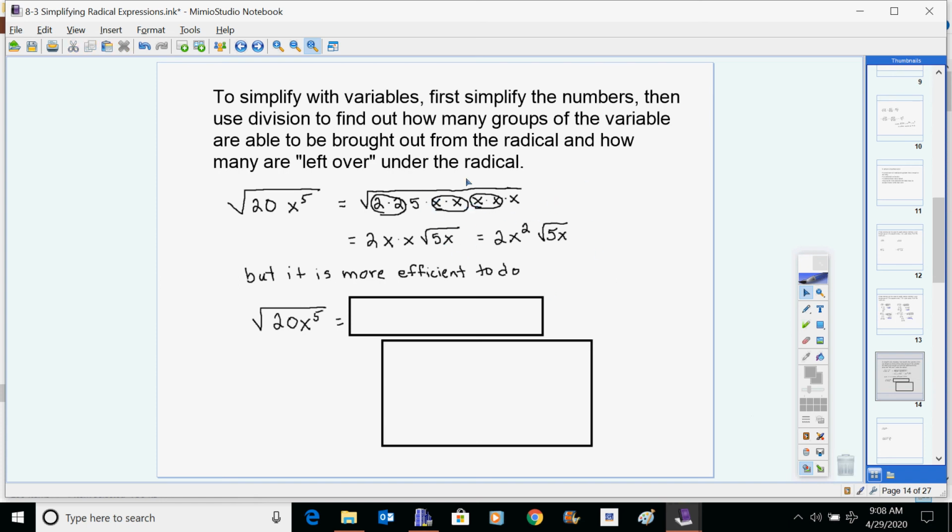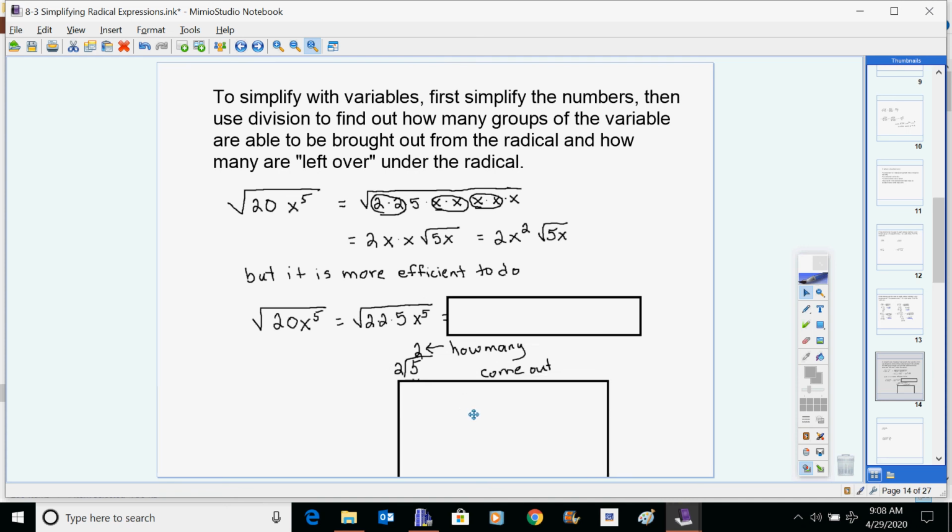Now, with the variables to a power, that's kind of a long way of going about it, but I'm showing you this just to reiterate why the next thing we do works, because it's much more efficient. Handle the number the way that we just handled it, 2 times 2 times 5. So we have the 2 that comes out, and we have the 5 left over under, but the x to the 5th, if you take the exponent and divide it by the index, the number of whole times it goes in is going to tell you how many of that variable come out. So 2 will come out, and your remainder tells you how many remain or how many stay under the radical.